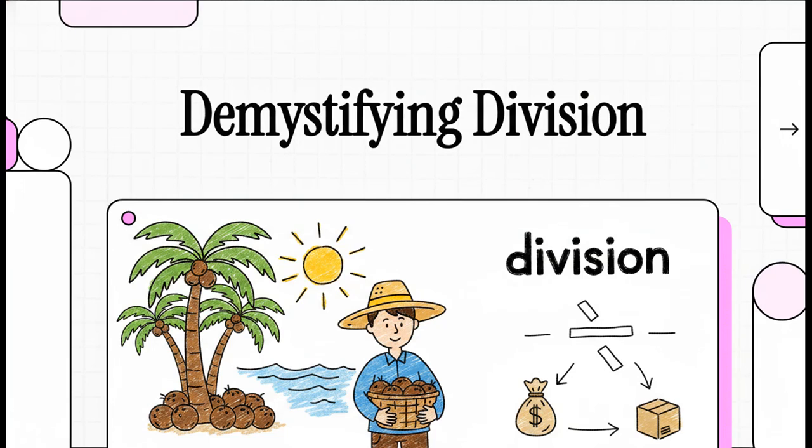Today we're diving into a really fascinating chapter that takes abstract math concepts and turns them into an exciting, real-world business adventure. Have you ever wondered how textbook math actually works when real money and actual products are on the line? Well, grab your hats because we're unpacking this chapter's journey to a sunny coconut farm to completely demystify division.